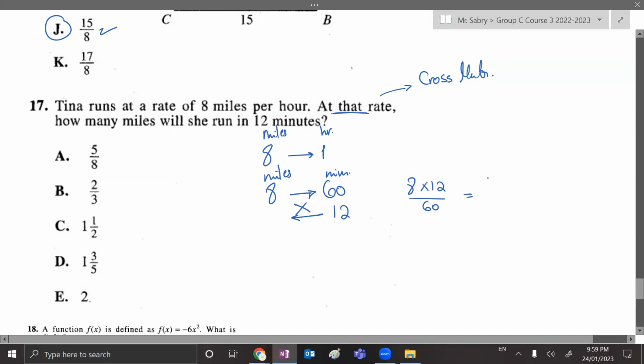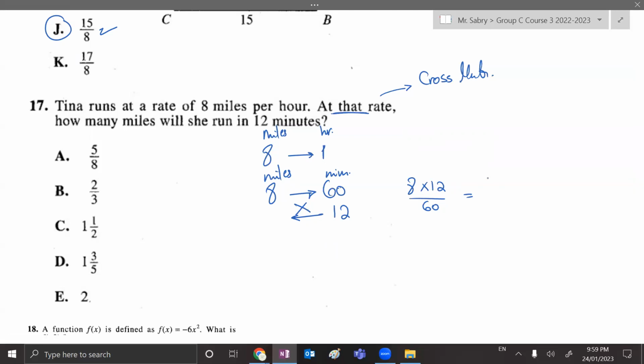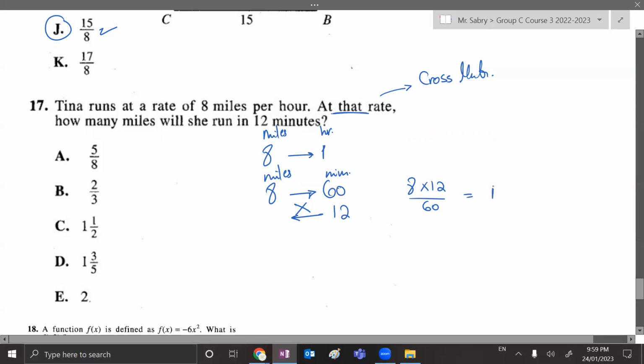I honestly don't know what's the answer, so let's try that. That's 96 minutes. No, 1.6. 8 times 12 is 96, right? And then divided by 60. Right. So it's 1.6, which on a calculator, when you click on Shift SD, it would be 1 3/5, which is D. Any problems there?